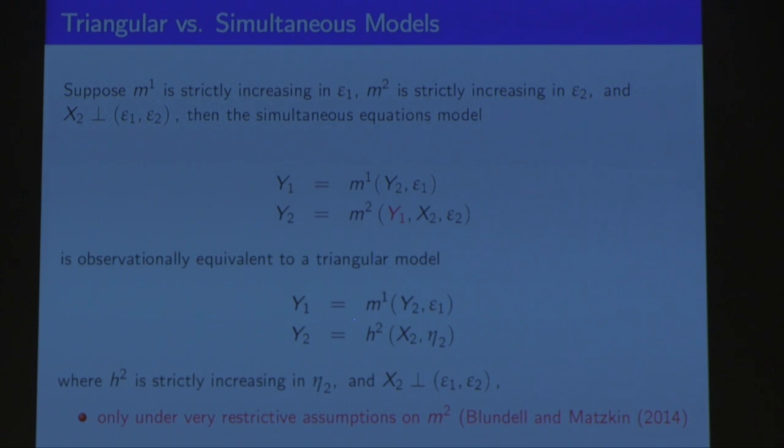And in fact, we can ask the question: if we have a simultaneous equation model like this, when is it observationally equivalent to a triangular model like this, okay? There are very strong restrictions in this model under which these two are observationally equivalent. So in fact, most times you cannot do that. But of course, one possibility is to estimate the simultaneous equation model, estimate the derivative of M2 with respect to Y1, and then test whether that's 0 or not.